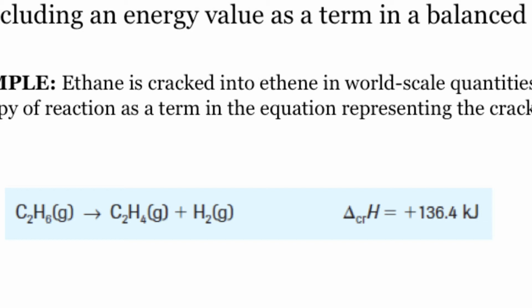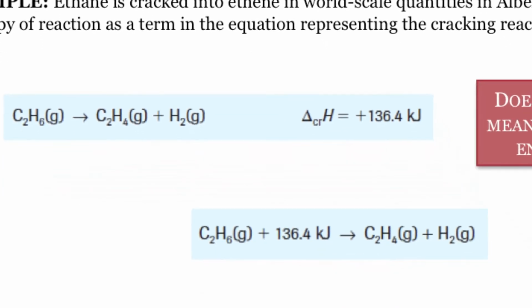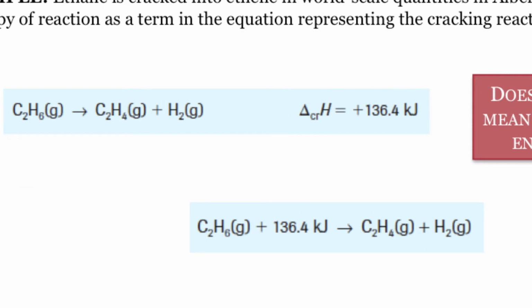All right, so if you look at this equation right here, we know the delta H is a positive 136.4. Do we put it on the right or the left? Vote. Right, left, vote. And now, look at the answer. True enough, we do put it on the left. Why? Because delta H was positive. That means heat is a reactant.